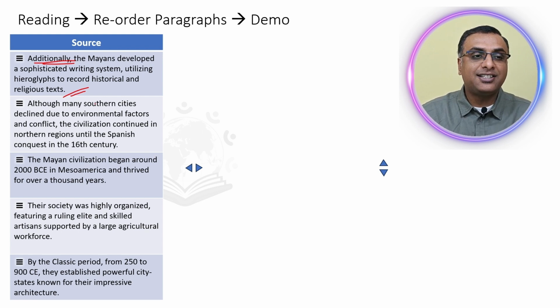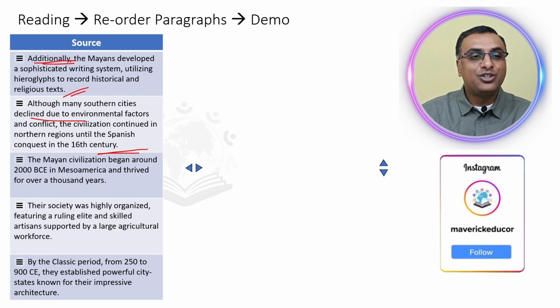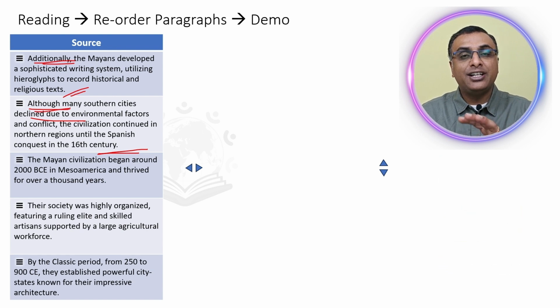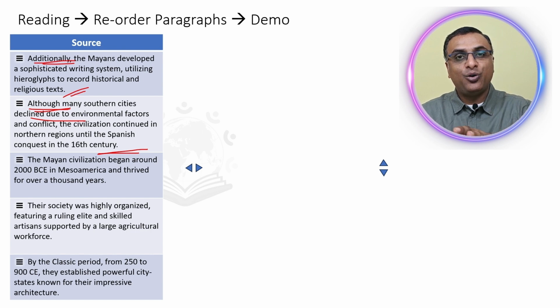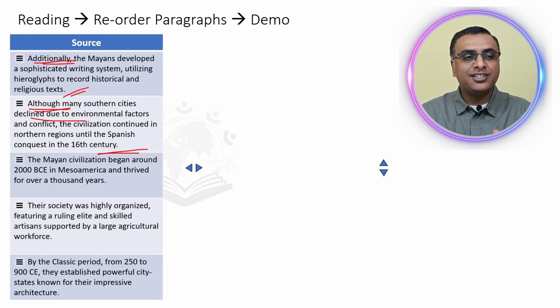Now, the next sentence. Although many southern cities declined due to environmental factors and conflict, the civilization continued in northern regions until the Spanish conquest in the 16th century. So here, the clue is although. When you see the word although, it is generally connected with words such as hence, therefore, in conclusion, all of this. So that could be your concluding sentence.